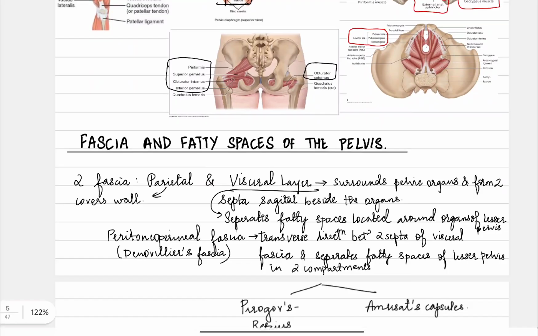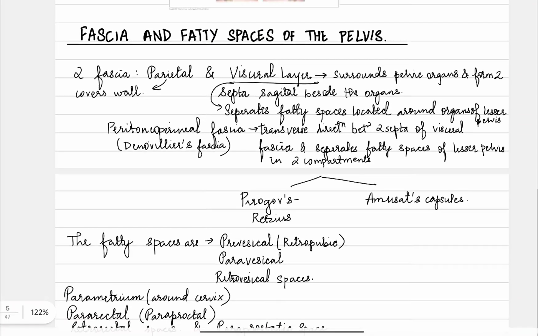Now fascia and fatty spaces. There are two fascia, parietal and visceral. Parietal covers the wall, and visceral surrounds the pelvic organs and forms two sagittal septa beside the organ. It separates the fatty spaces located around the organs of the lesser pelvis.